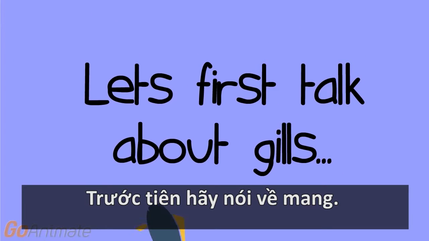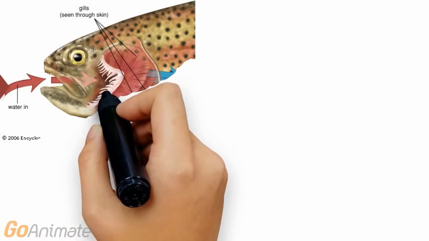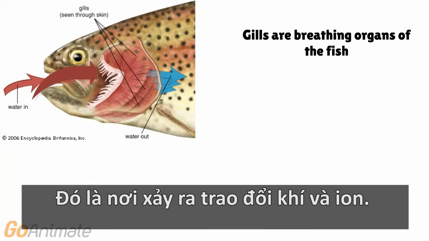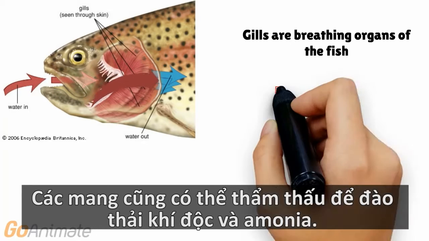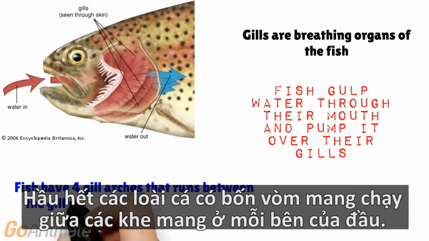Let's first talk about gills. Gills are breathing organs of the fish, just like the lungs in humans. It is a site where gas and ion exchange occur. The gills are also permeable to respiratory gases and ammonia waste products. The fish gulp water through their mouth and pump it over their gills. Most fish have 4 gill arches that run between the gill slits on each side of the head.